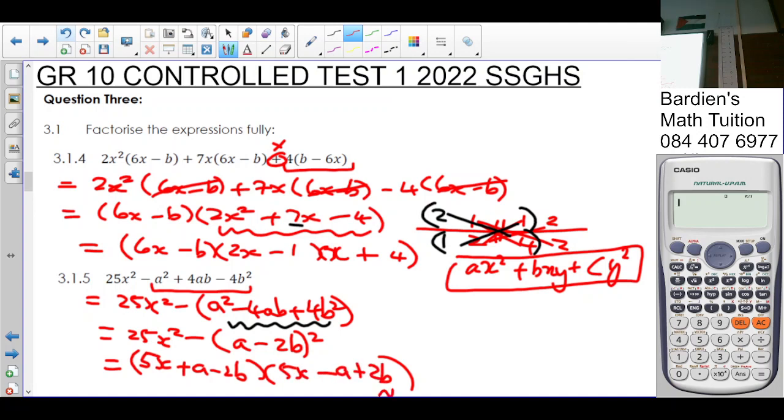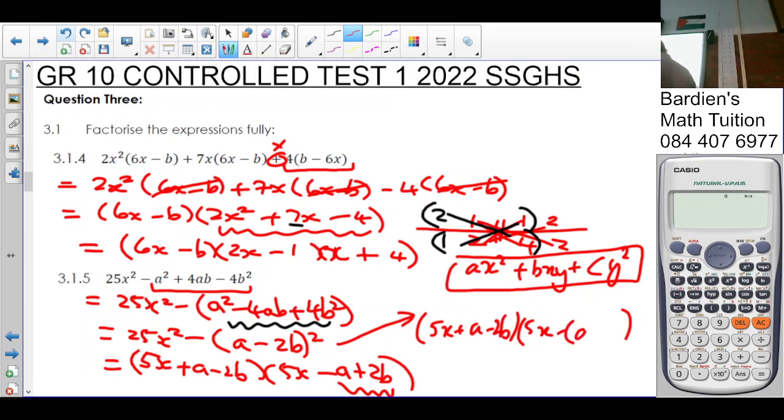Why did the sign change here? Because at the second bracket you're going to have a negative that comes into play. It's either you write it like that, or you can first write it as 5x plus a minus 2b and 5x minus a minus 2b. Okay? And then you multiply the negative in and you get exactly what they had here. Any confusion there? No?